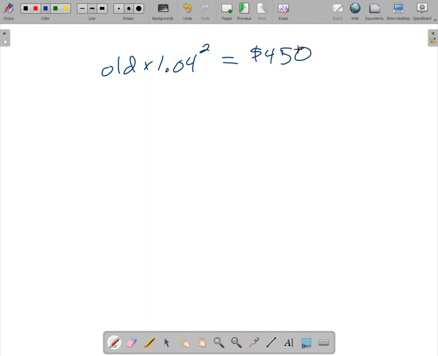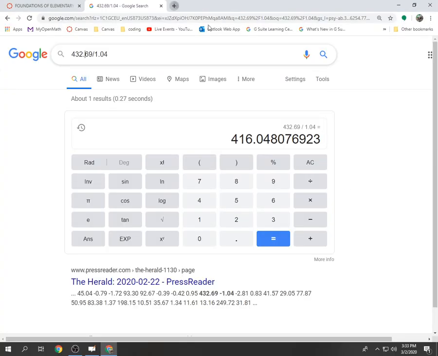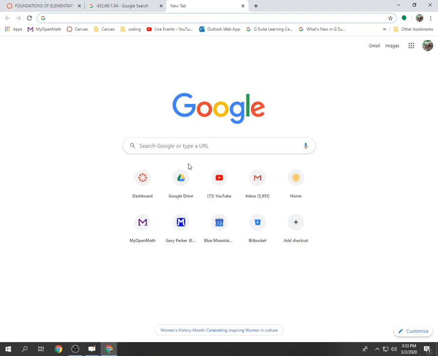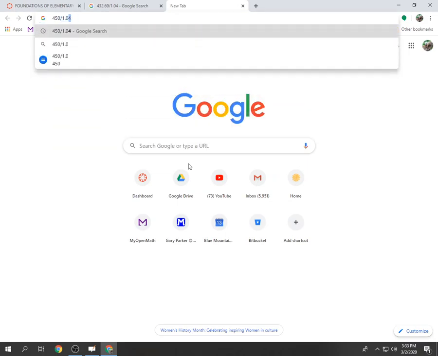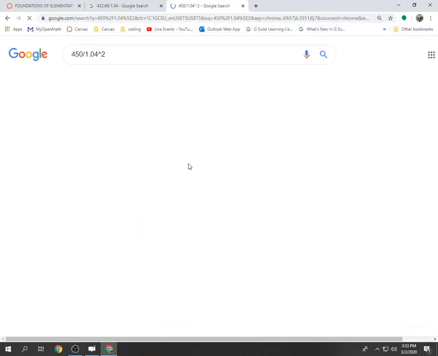So if I want to get the old price alone, what do I do to solve here? How do we break a multiplication? Divide. So I would divide by 1.04 squared. So whip out your calculators, take the 450, divide by 1.04 to the second power. Let's see what we get. I'm going to bring up a new tab for that. 450 divided by 1.04 raised to the second power.